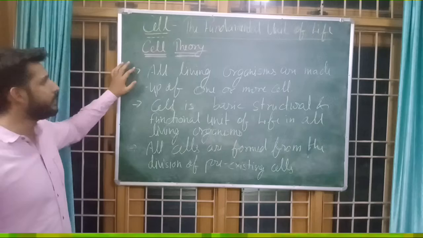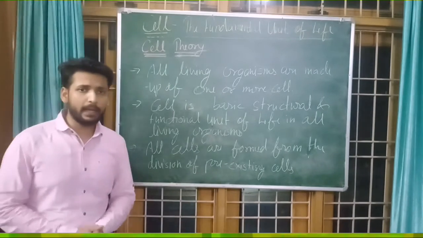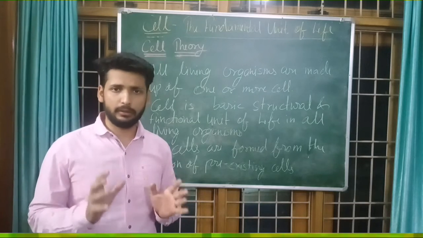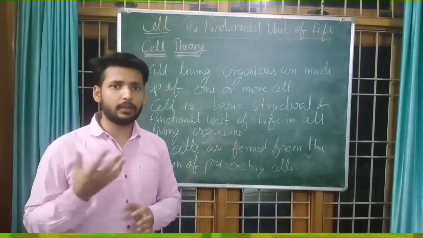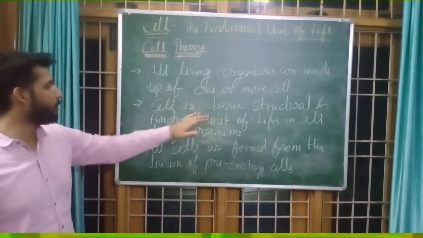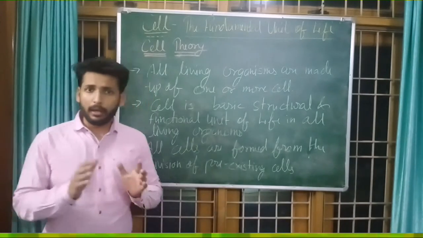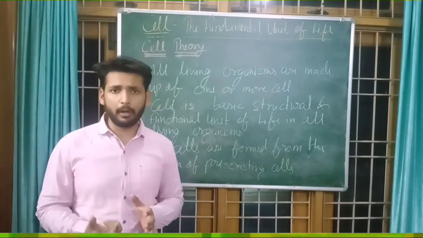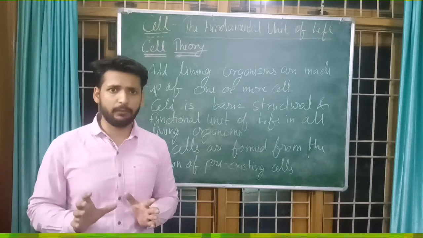The first point is all living organisms are made up of one or more cells. It means whether any organism is there, it is made up of cells only. Whether it's single-celled or multicellular, their basic unit is the cell. Next point is the cell is the basic structural and functional unit of life in all living organisms. We can say this because all living organisms are made up of cells only, and it is the basic unit by which any organism is formed.